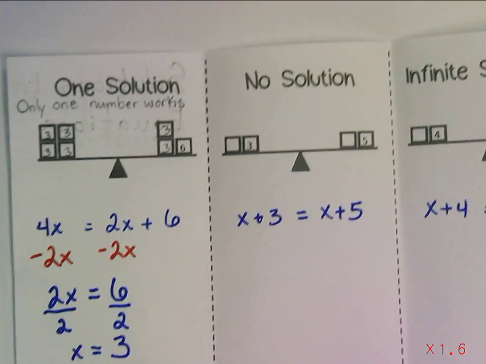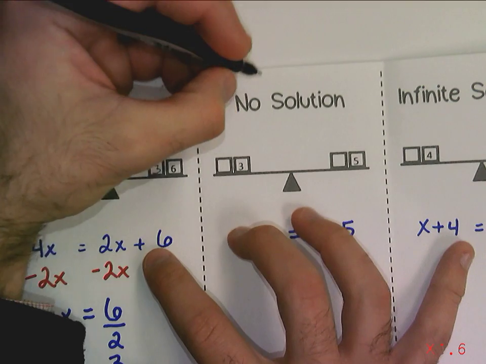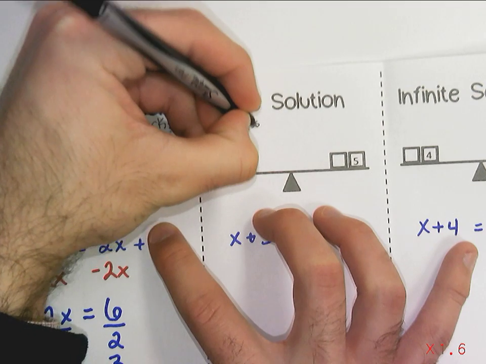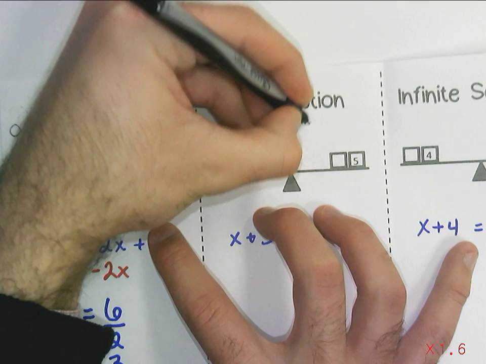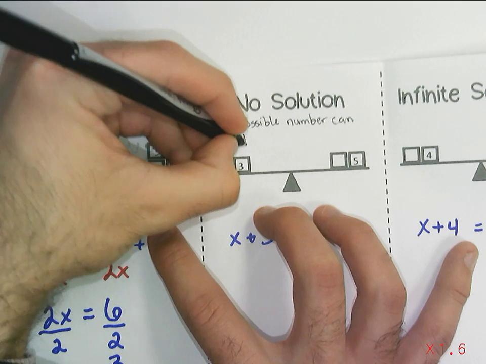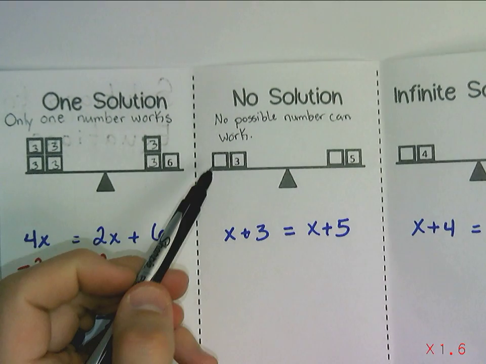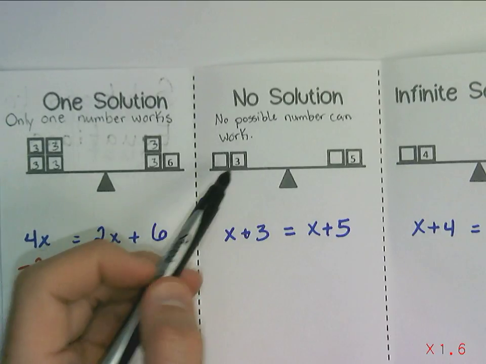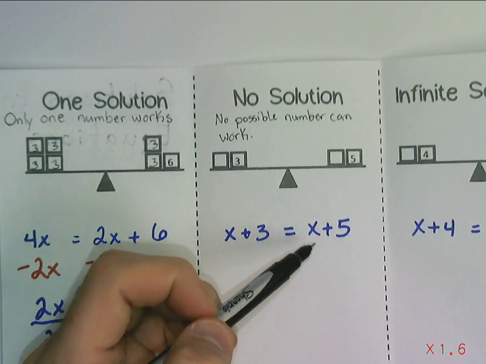So let's move to no solutions. What a no solution means is that no possible number can work. So what that means is that no matter what, I cannot find a number that will balance the left side with the right side to put in these boxes. And it needs to be the same number because it would be replacing the variable of x.